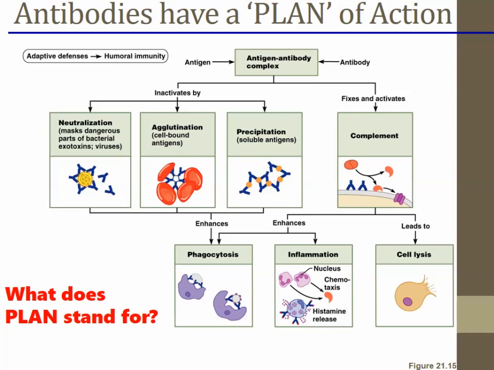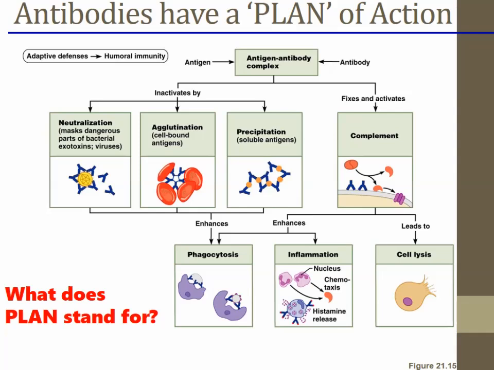Neutralization just deactivates those spike proteins so that they can't harm any of our other cells. And then lysis is where we can use complements to come in and drill a hole and blow up that pathogen cell. So this is more so things that you can just, I guess, get on your side.